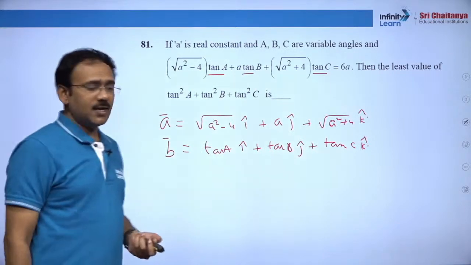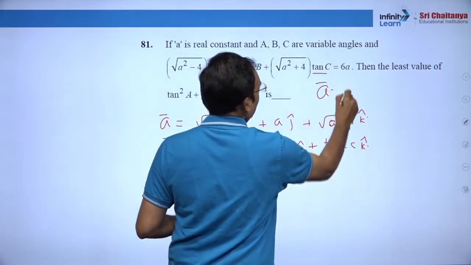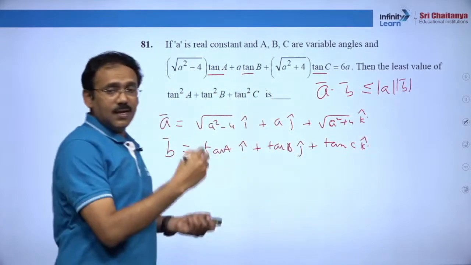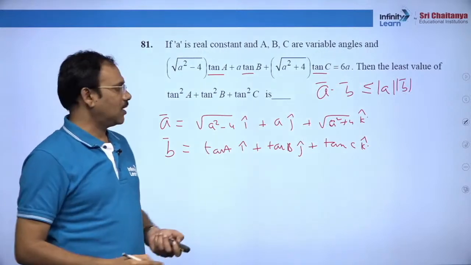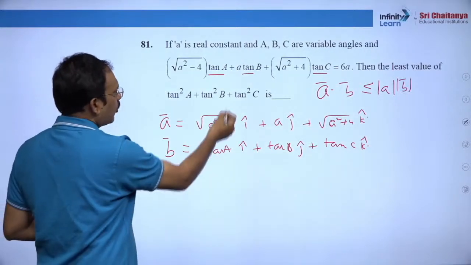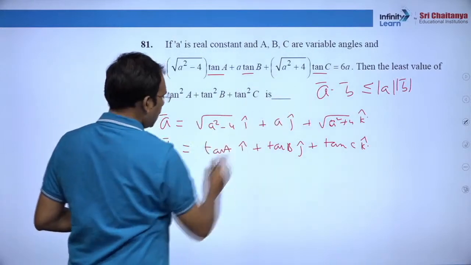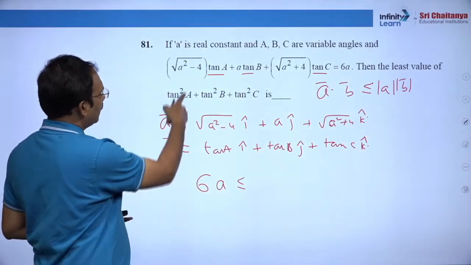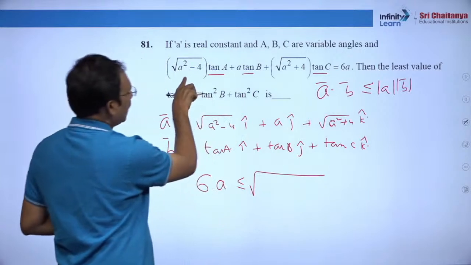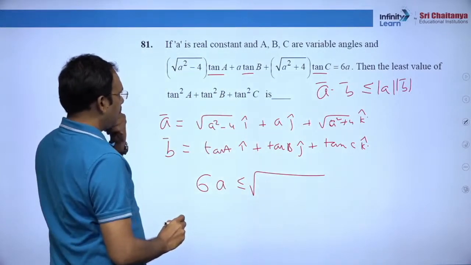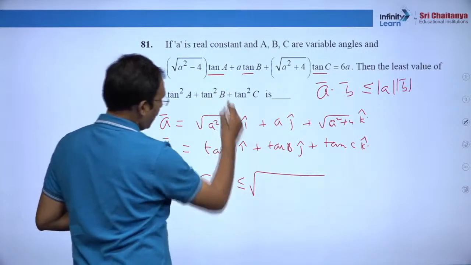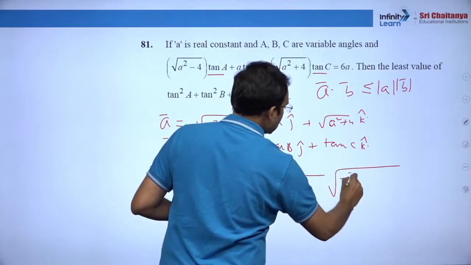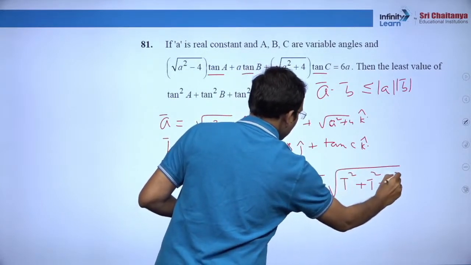We know, my dear friends, A bar dot B bar is always less than or equal to magnitude of A into magnitude of B, because A dot B is nothing but AB cos theta. So you just apply this. The dot product of these two is nothing but the given expression, the LHS, which is 6a, less than or equal to the magnitude of A, meaning root of (a square minus 4 plus a square plus a square plus 4), which is 3a square, into the magnitude of B, which is root of tan square A plus tan square B plus tan square C.